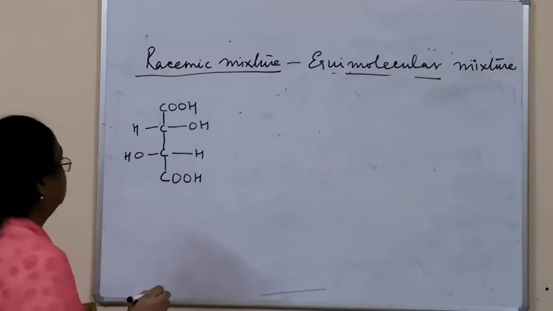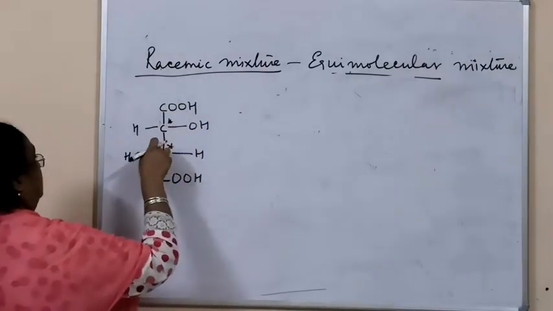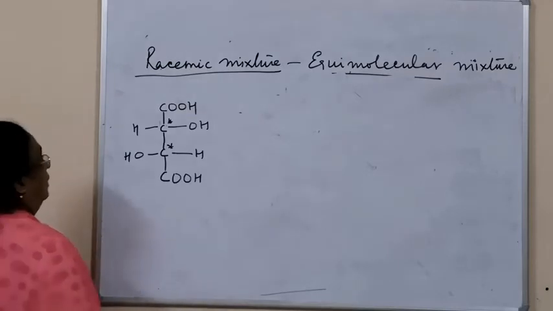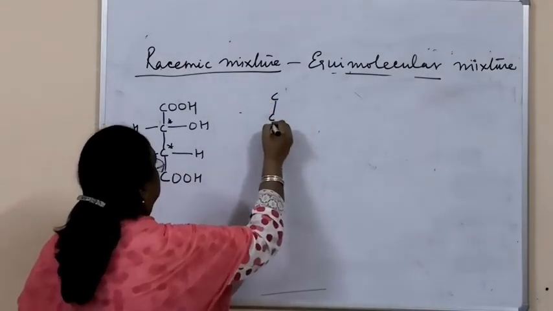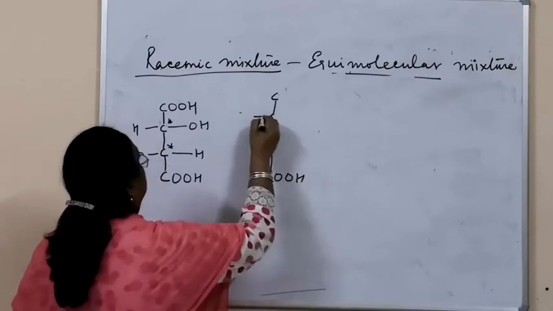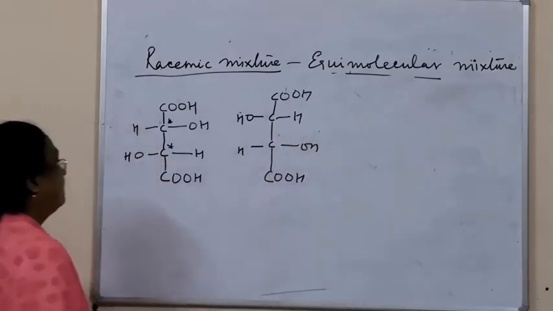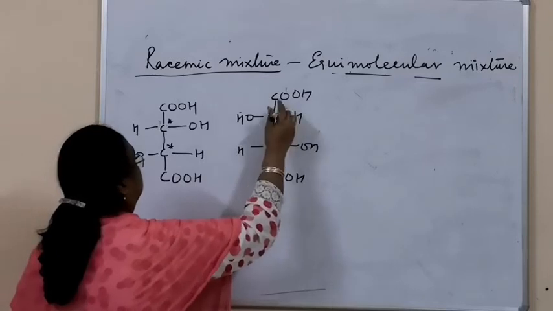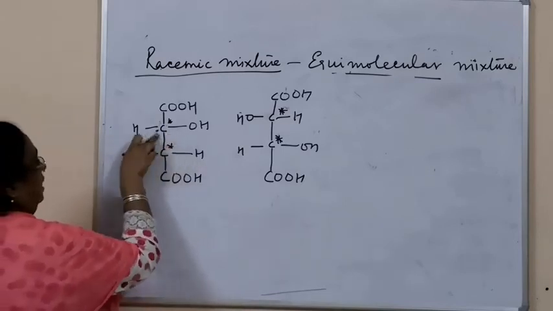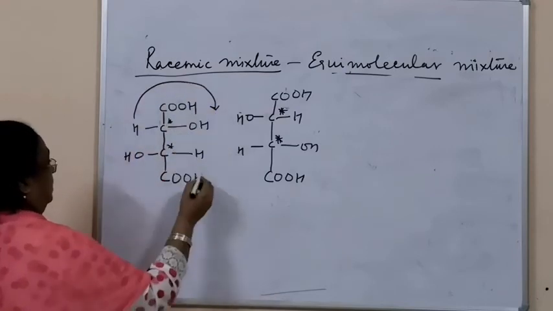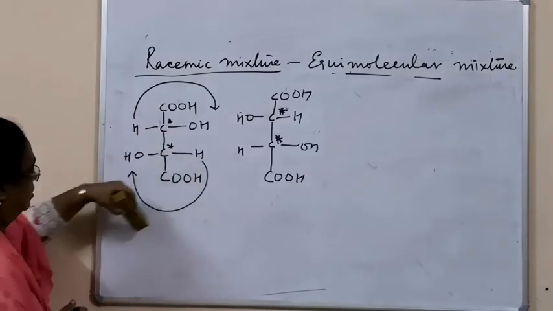This is your tartaric acid. Same rule you have to follow. Around this, lighter to bulkier. This is chiral. Then you will draw its mirror image. 1, 2, 3 and 4. So here will be COOH, OH, H, H, OH. And this is chiral. This is chiral. So if you see in this case, around this, lighter to bulkier, and here again lighter to bulkier. So around this carbon clockwise, around this carbon also clockwise.